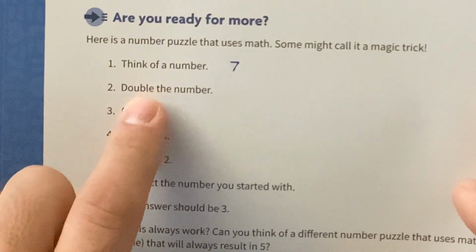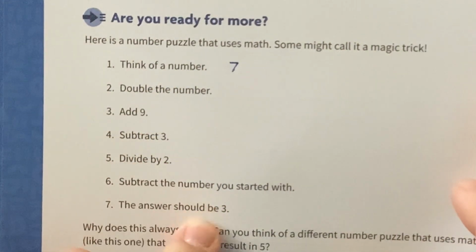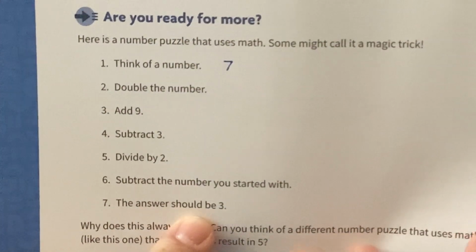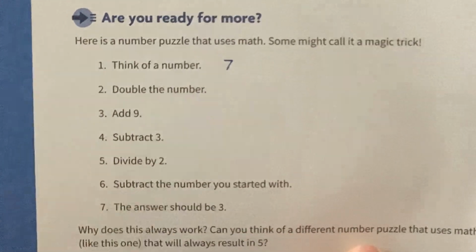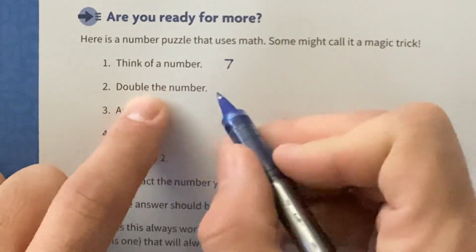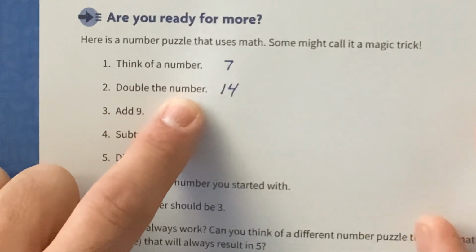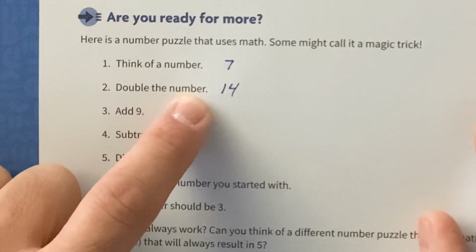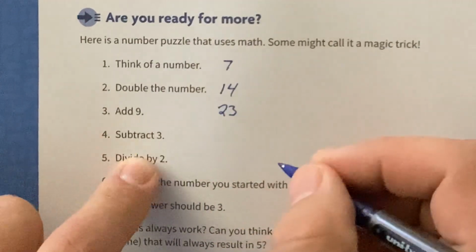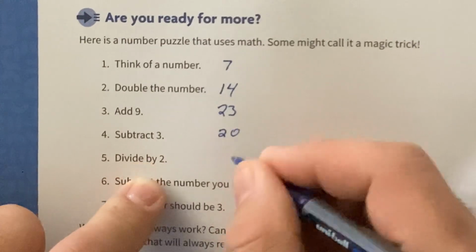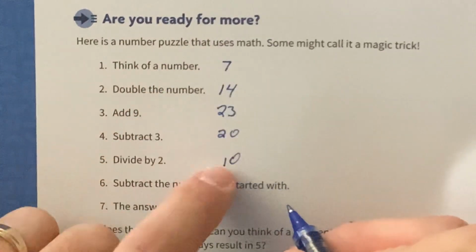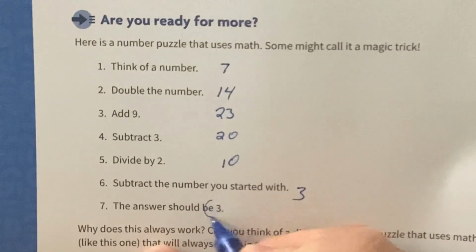Okay, then you do these operations. And your answer is going to be 3 no matter what, whatever number you pick. So I'm going to do mine with 7. If you want to follow mine, you can. If you want to do your own, that's fine. Okay, think of a number. I'm choosing 7. Then double the number. I did 7, so 7 doubled is 14. Add 9. Subtract 3. Divide by 2. Subtract the number you started with. The number I started with was 7. So 10 minus 7 is 3, which is what it told us.